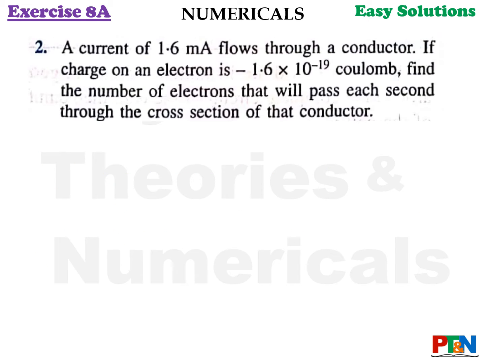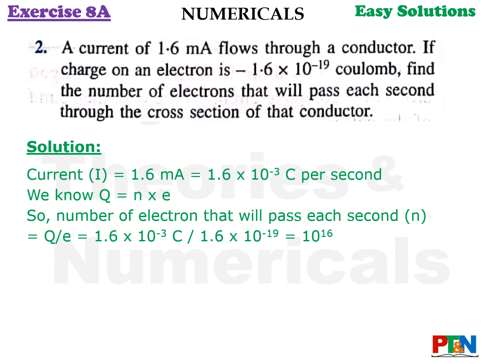Next numerical. A current of 1.6 milliampere flows through a conductor. The current has been given. If the charge of an electron is given, find the number of electrons that will pass each second through the cross section of the conductor. Here the current has been given and the charge of the electron has been given. You need to find the number of electrons flowing. So, an easy one.